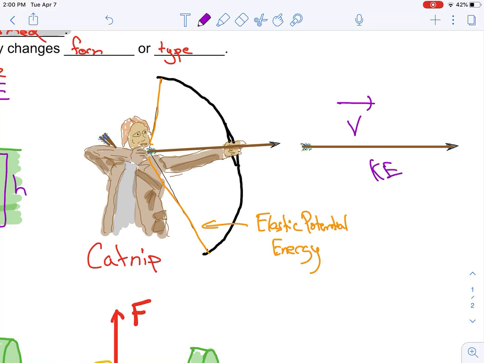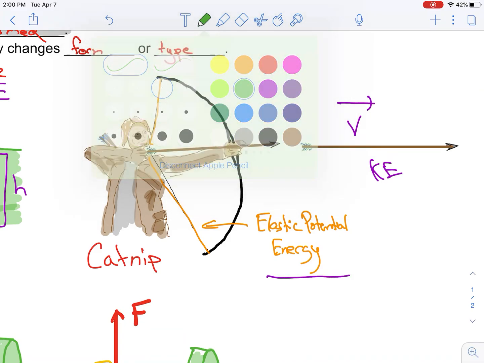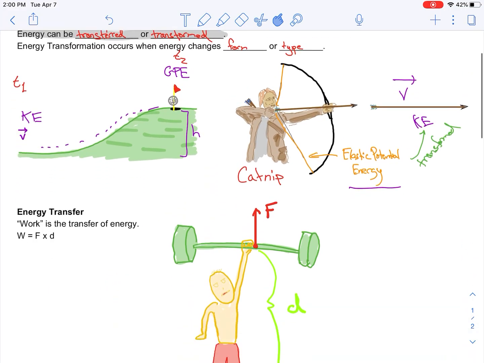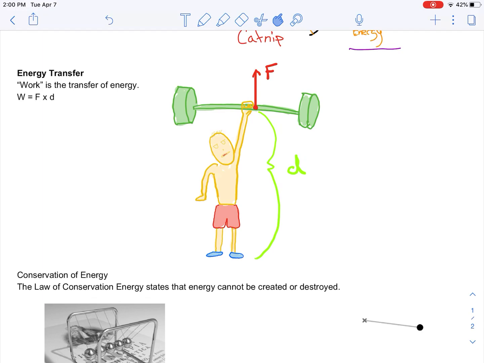So aside from just mentioning the forms of energy, now I want to put it into a sentence. The elastic potential energy is transformed into kinetic energy. The elastic potential energy of the arrow is transformed into kinetic energy. I want you guys to practice using the word transformed in different scenarios. Good job, Catnip.